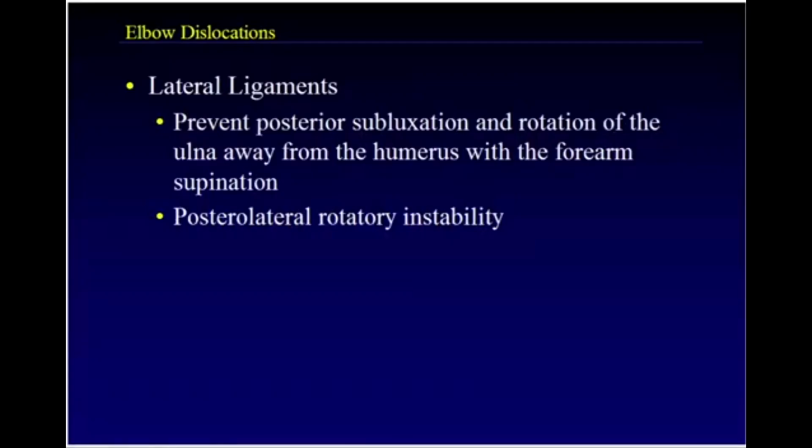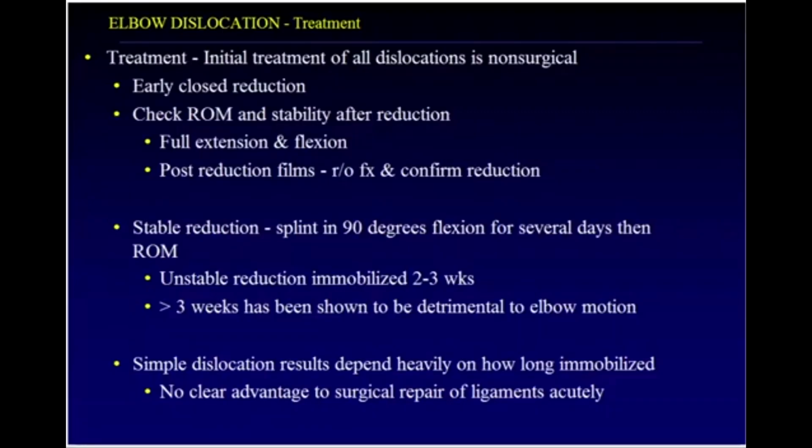The lateral ligaments are responsible for prevention of posterior subluxation and rotation of the ulna, and if they're disrupted, you can get posterolateral rotatory instability. Let's go back to treatment of elbow dislocations.